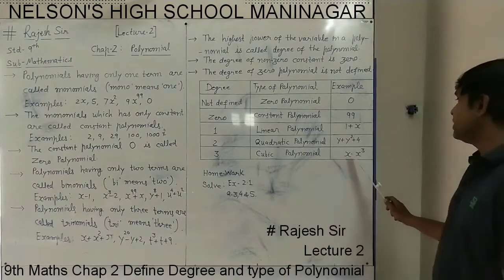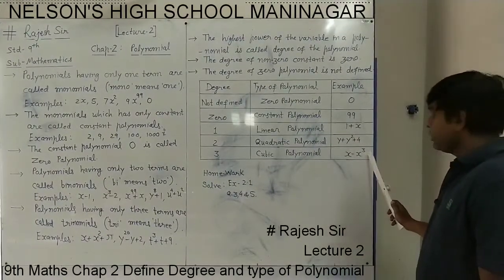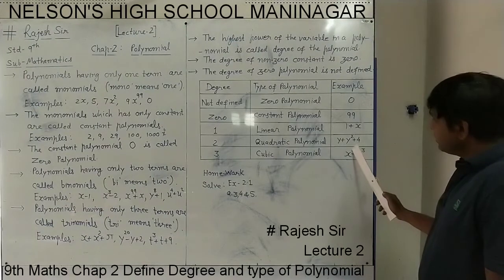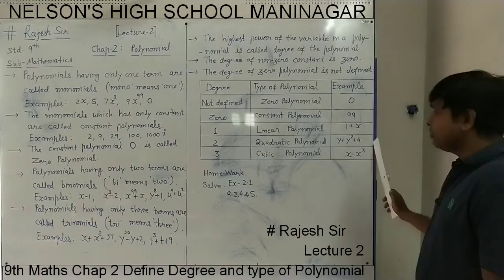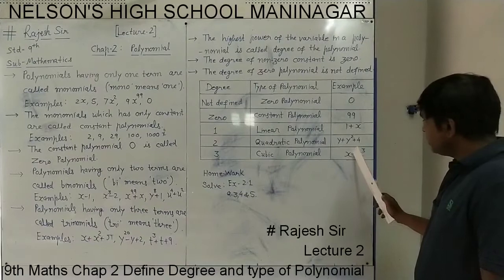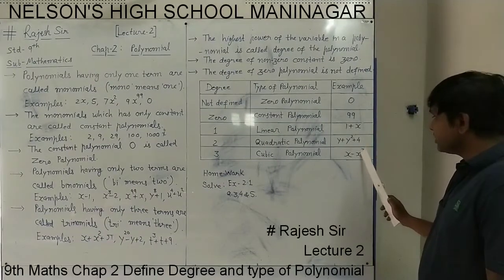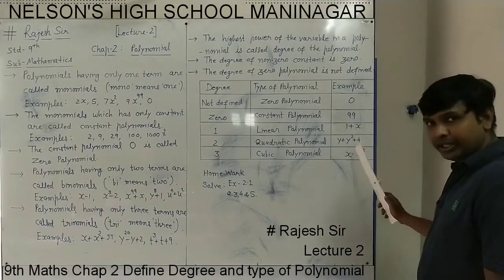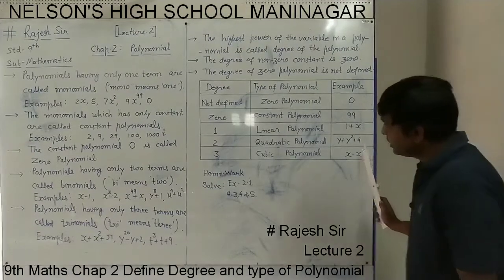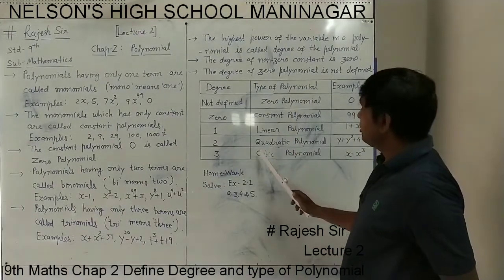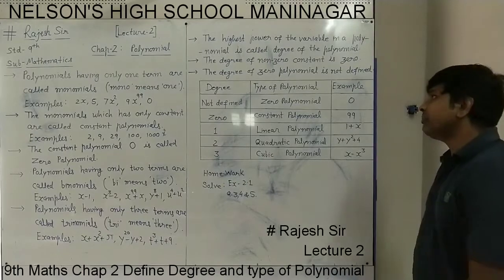If the degree is 3, it is called a cubic polynomial. The example is x minus x cube. This is a polynomial in x. Here the power is 1, here the power is 3. The highest power is 3, so it is called the degree of this polynomial. Degree is 3, so its type of polynomial is a cubic polynomial.